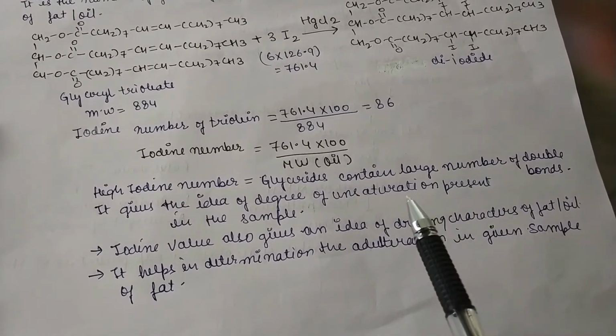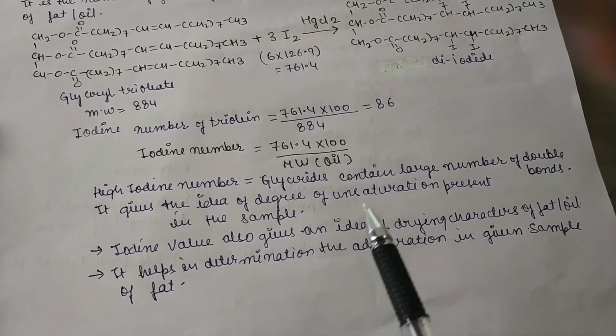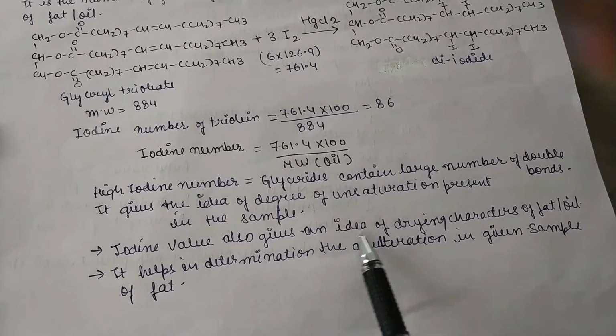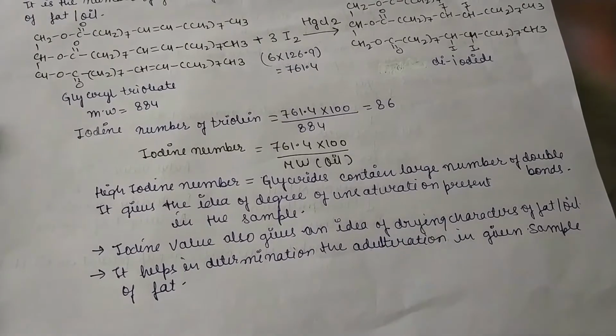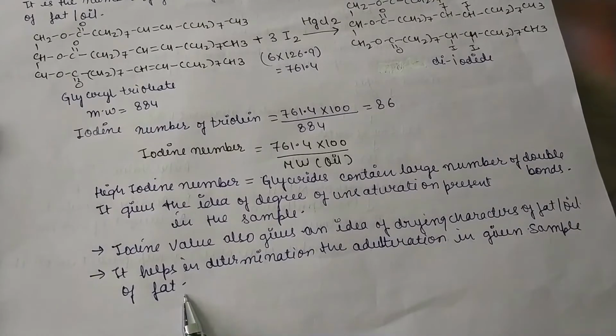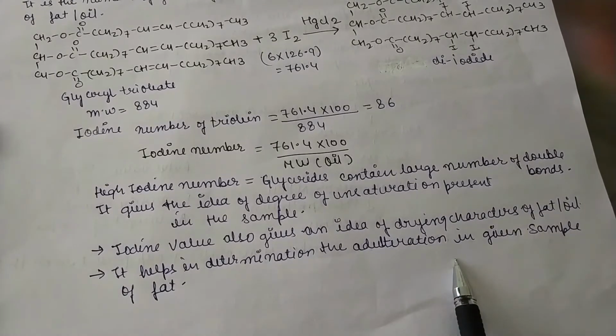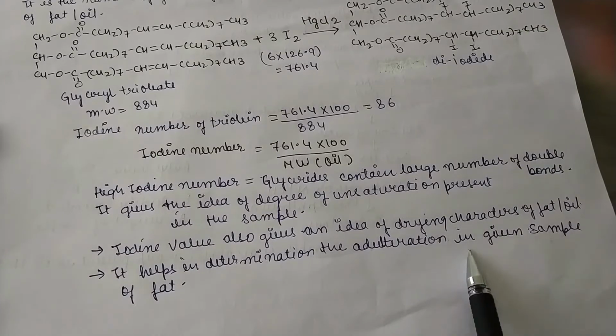Due to that double bond, the active methylene group is present in between the double bonds, which helps in drying of the oil, because polymerization takes place on the active methylene carbon which is present between two double bonds. Iodine value helps to determine the adulteration present in a given sample of fat. So basically it is also useful in testing the purity of a given sample of fat or oil.